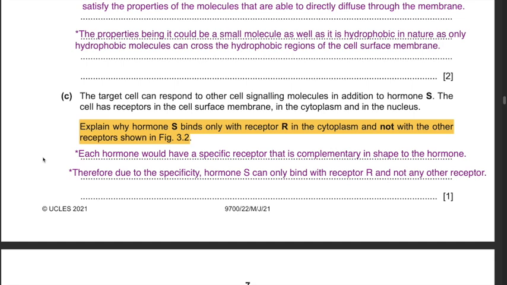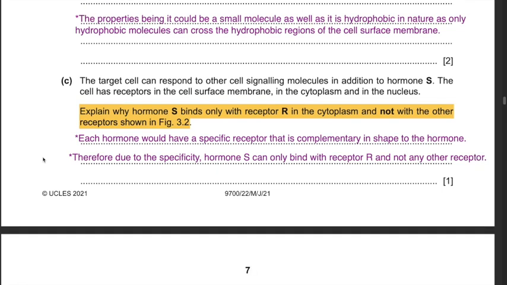Therefore, due to the specificity, hormone S can only bind with receptor R and not any other receptor. Since this question is for 1 mark, you just have to mention each hormone would have a specific receptor that is complementary in shape to the hormone. Therefore, hormone S can only bind with receptor R and not any other receptor. The key part of this question being about specificity.